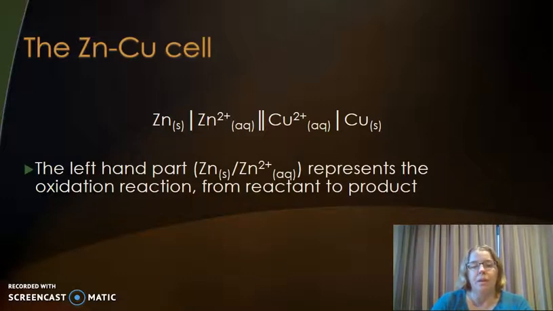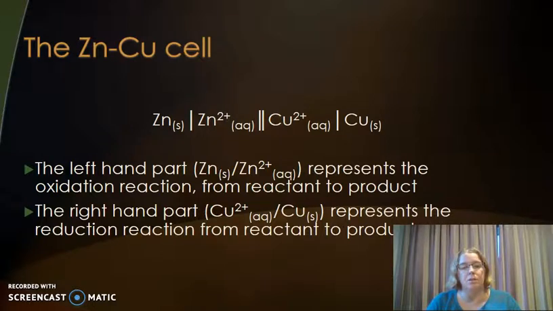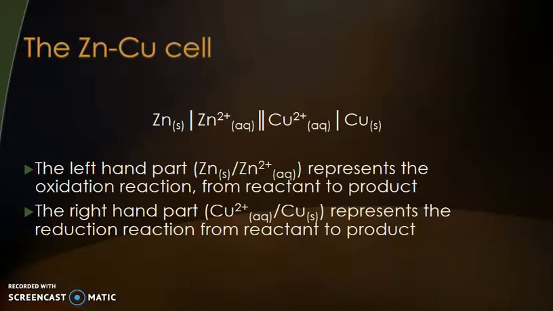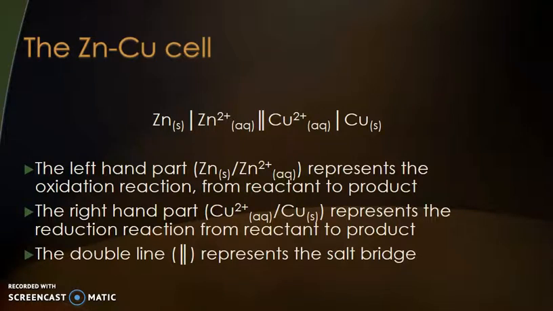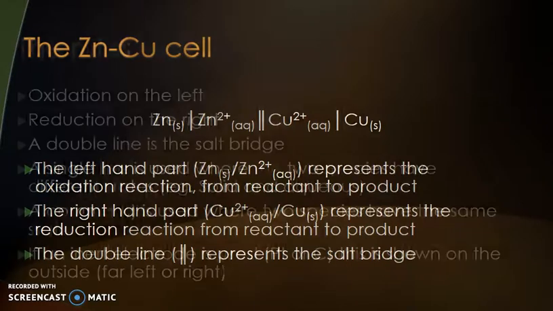So the left-hand side of this is always representing the oxidation reaction, and it always shows it in order from left to right as reactants to products. So oxidation reactant, oxidation product, then we go reduction reactant, reduction product. Finally, we have the double line in the middle, which is what's representing the salt bridge. So we've got oxidation reaction, salt bridge, reduction reaction, ultimately.